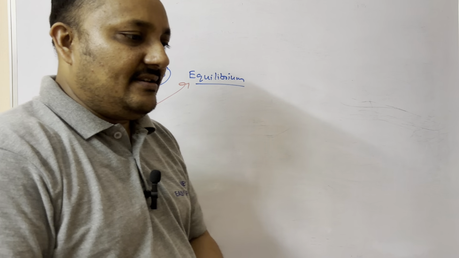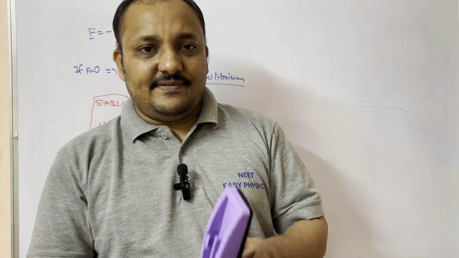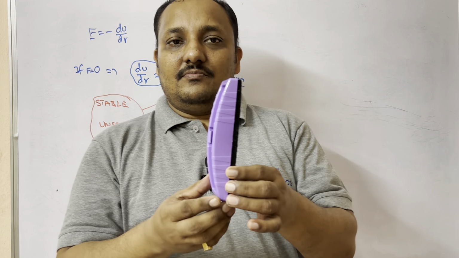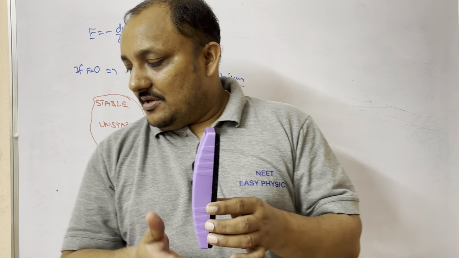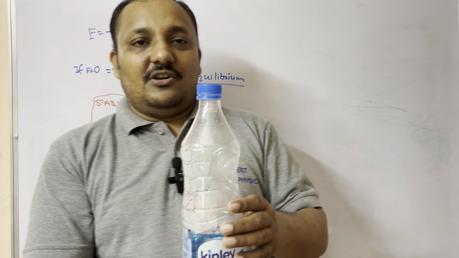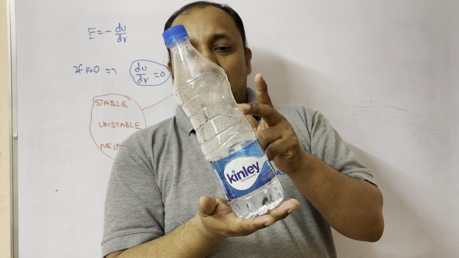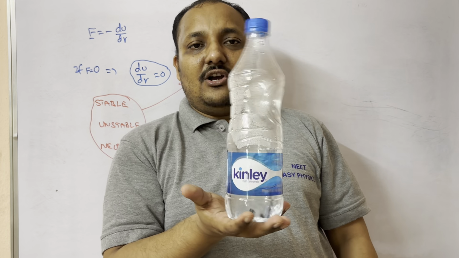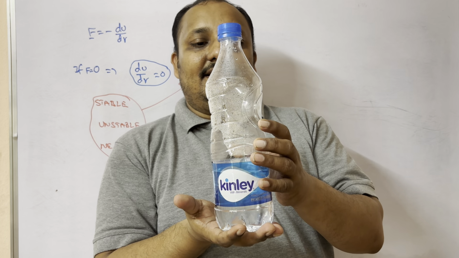To understand this, you have to know one concept which is very easy. You can take a Pond's powder bottle or a water bottle. Let us assume I apply force on this bottle, and after applying force I remove it. Then it may come back like this. After so many oscillations, it comes to rest. This is called stable equilibrium.